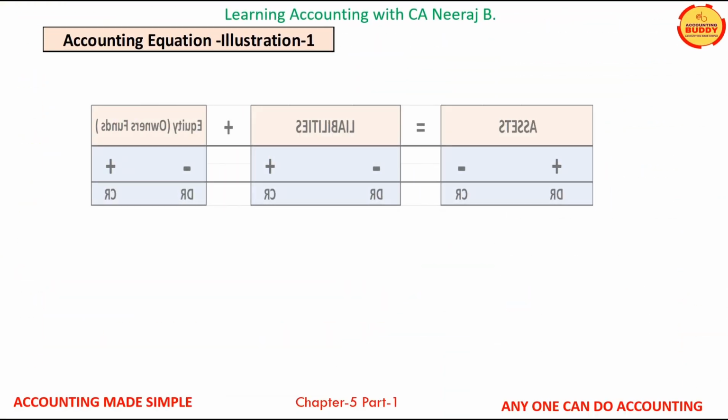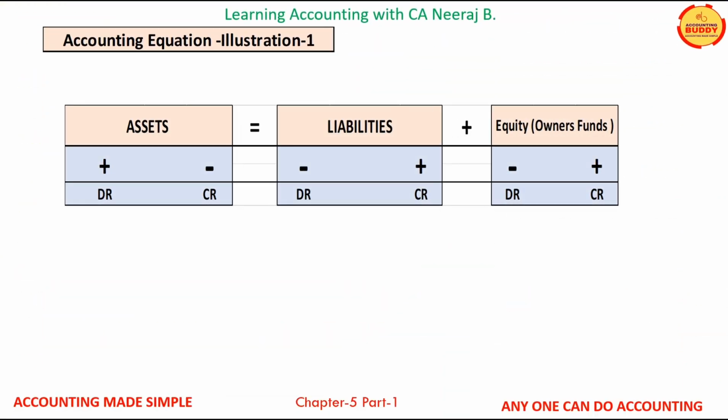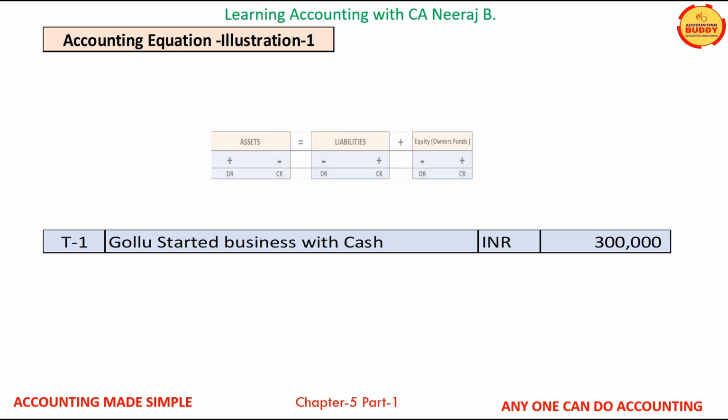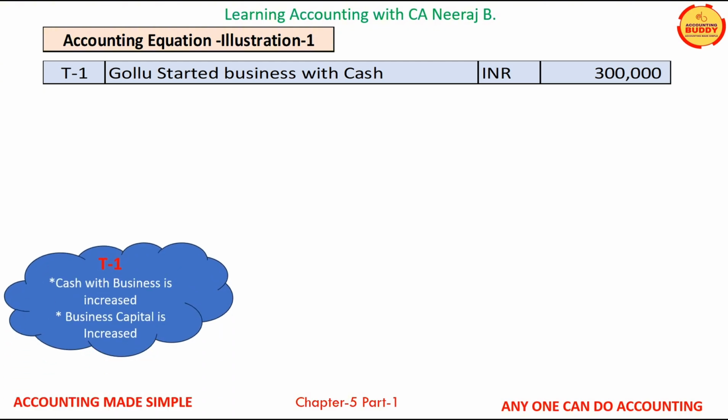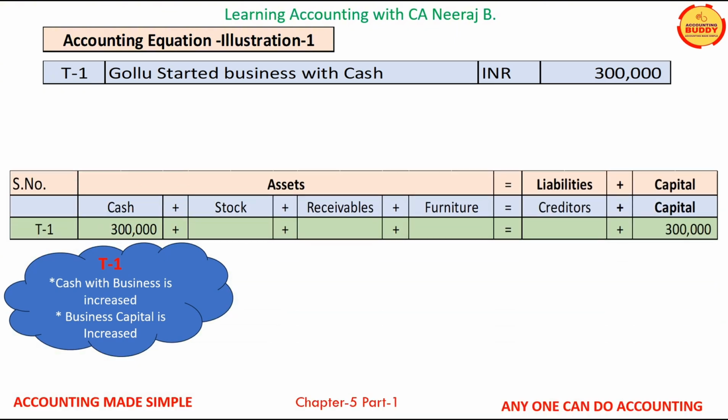Let us practice and process the accounting equation with a couple of business transactions. Transaction number T1 is on your screens. Golu started his business with cash amounting to 300,000. If you analyze this transaction, cash, which is an asset of the business, will increase and the amount invested by Golu will increase his capital in the business. Therefore, 300,000 increase in cash will be shown on the left hand side and 300,000 increase in capital on the right hand side of the accounting equation.